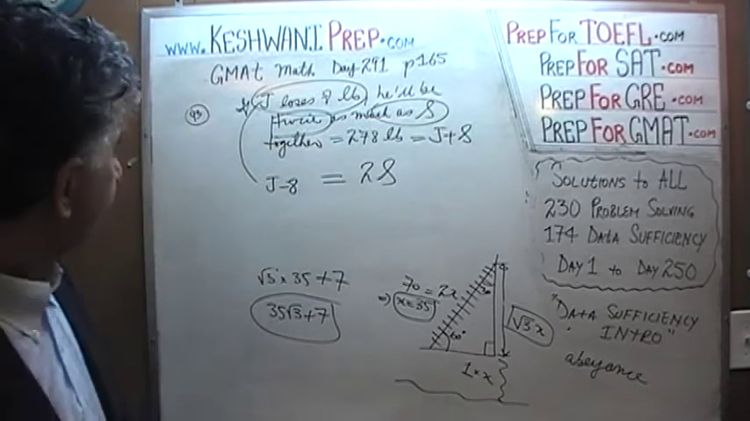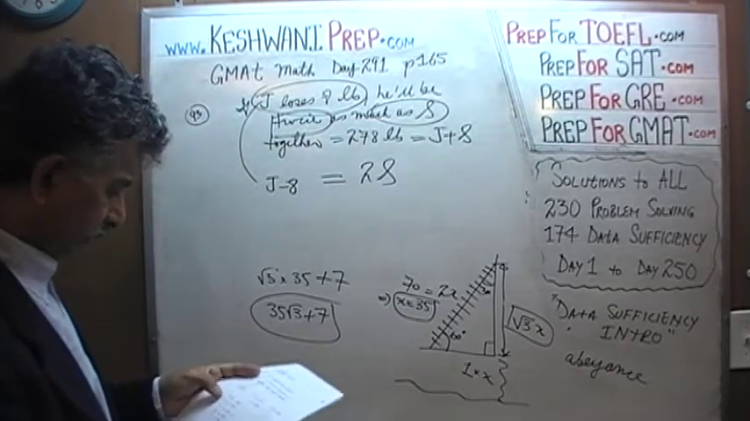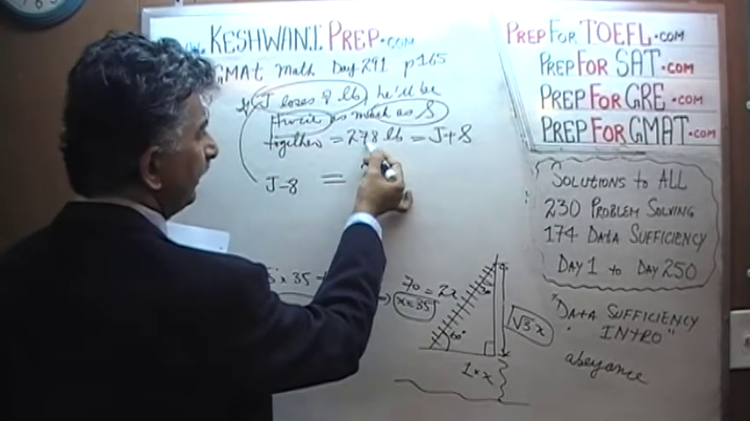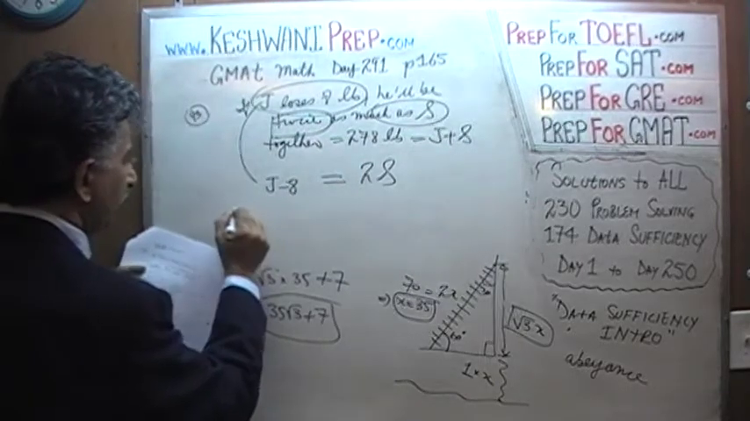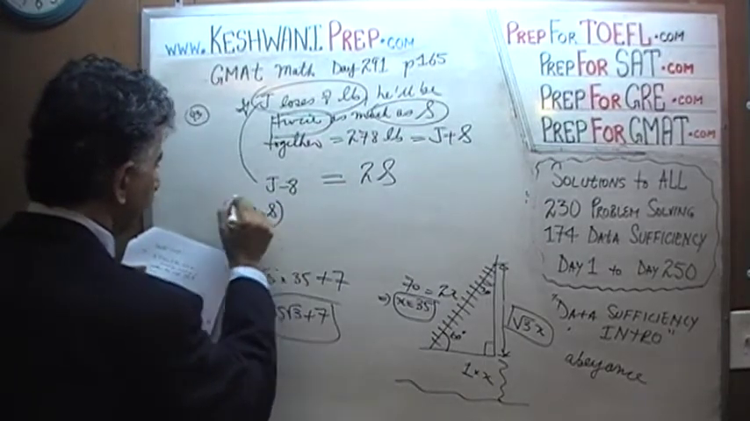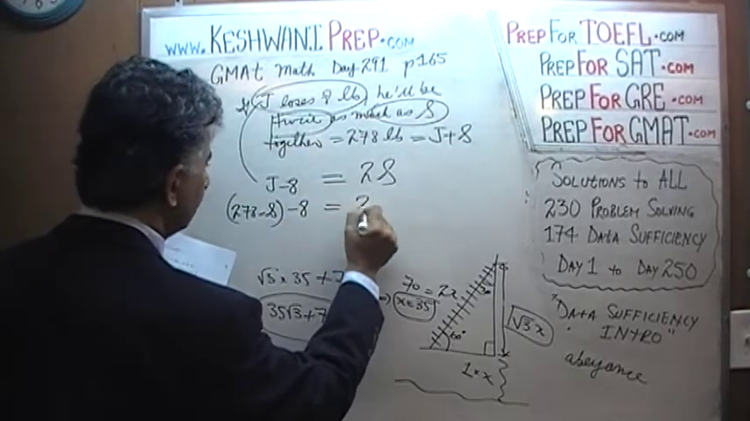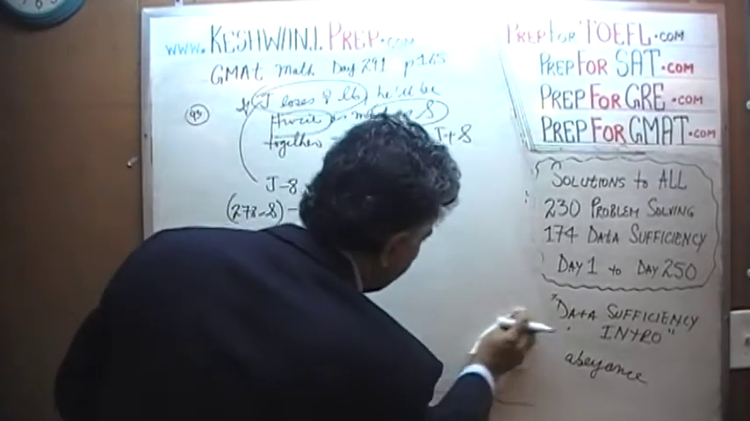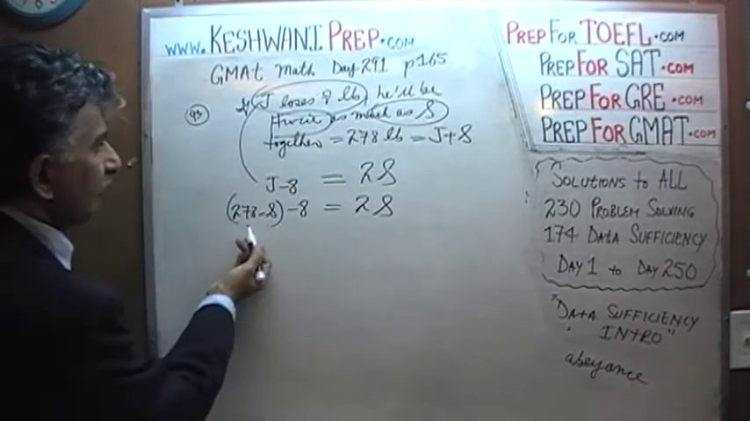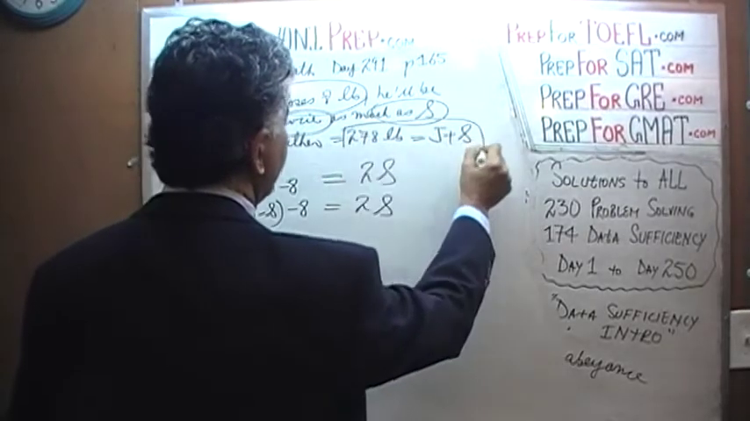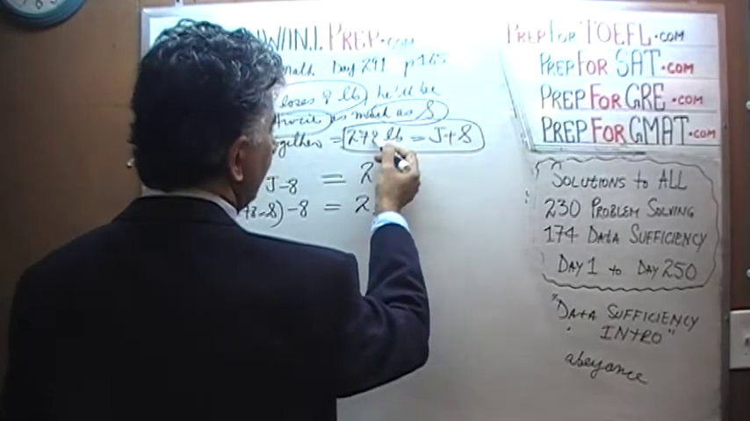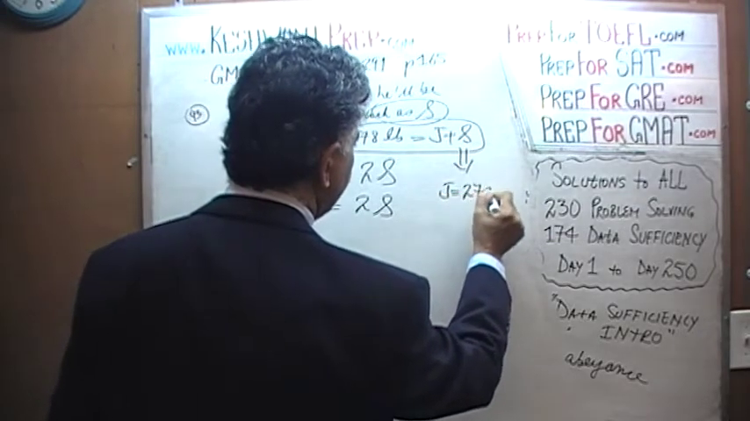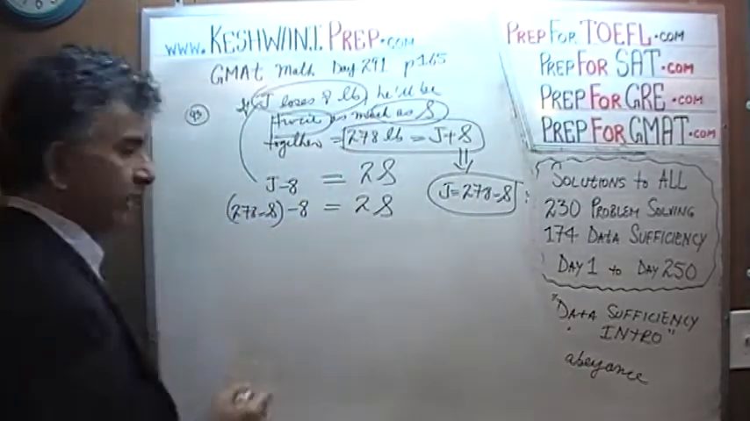So let's do it, shall we? So the question is, what do I want to substitute in for what? Just substitute for J here. So J is going to be 278 minus S. J is going to be 278 minus S minus 8 equals 2 times S. There you go. And this part came from this equation right here. This equation tells us that J plus S equals 278. That implies that J must equal 278 minus S, which is what we're putting in here for J.